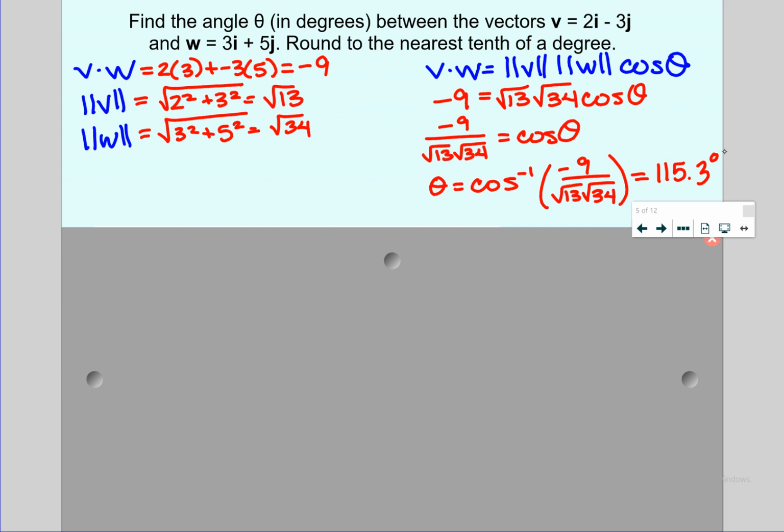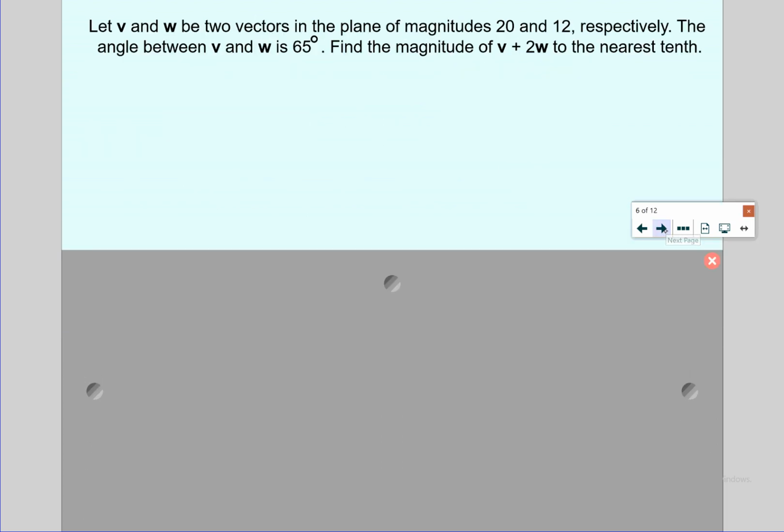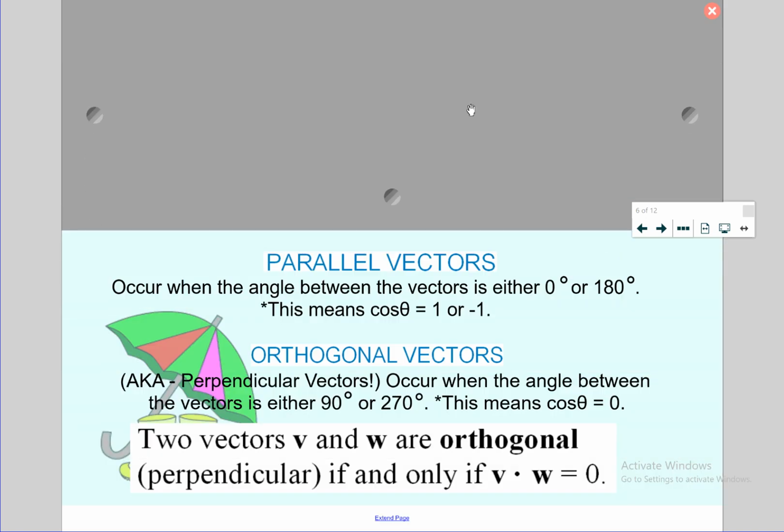Okay, any questions on that? No? Okay, we're just gonna do one more thing. I'm gonna kind of jump around here for a minute. No, not a new formula. It's a definition using the dot product formula still.